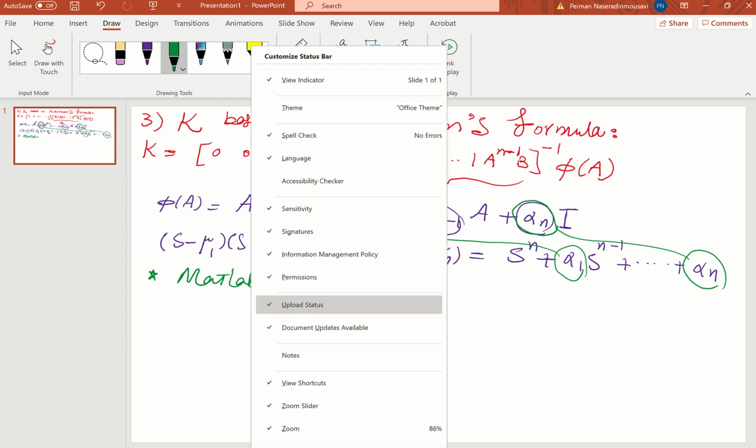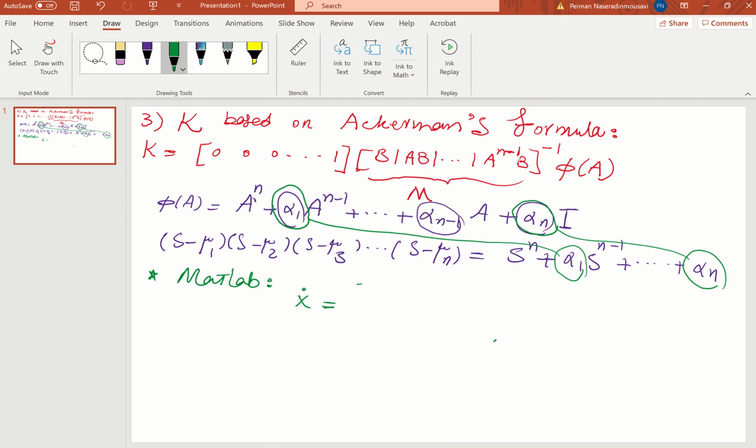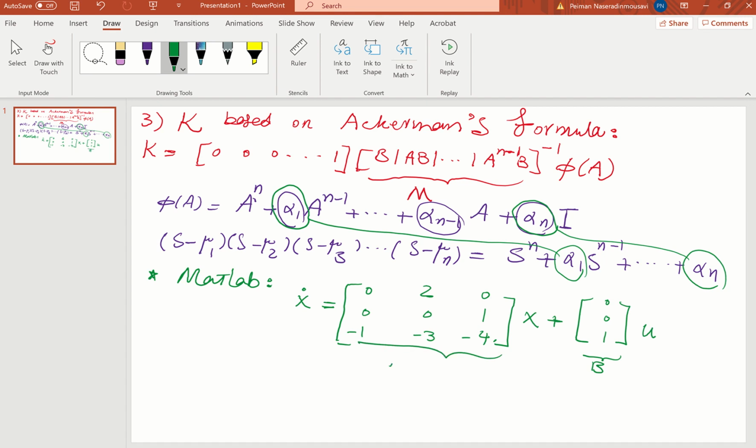So our system was an LTI system, x dot equals [0, 2, 0; 0, 0, 1; -1, -3, -4] x plus B u, a third order, single input, single output system. So this is your B vector, this is your A matrix, 3 by 3. You have three state variables, x1, x2, and x3, right?